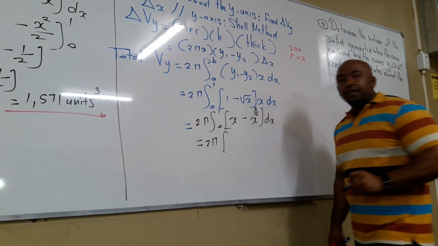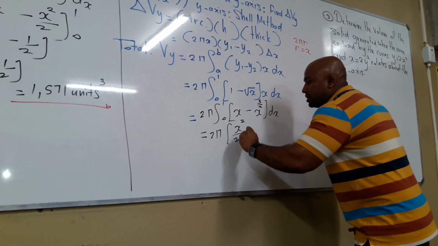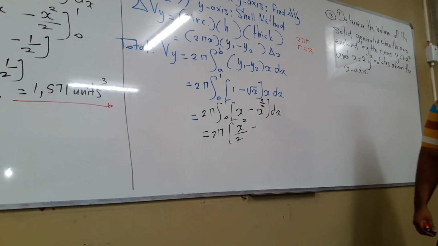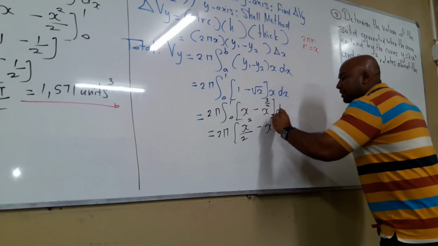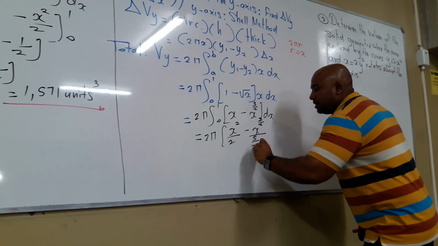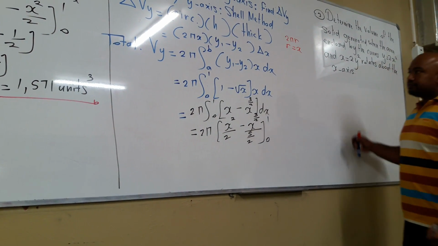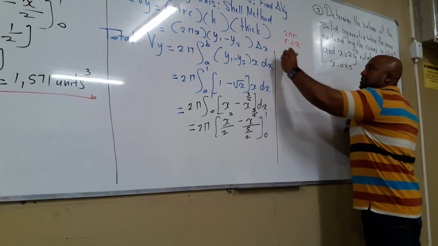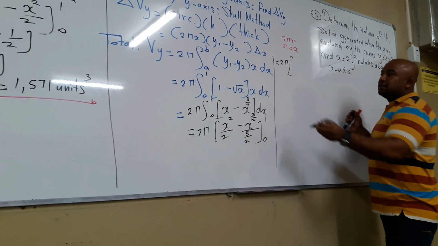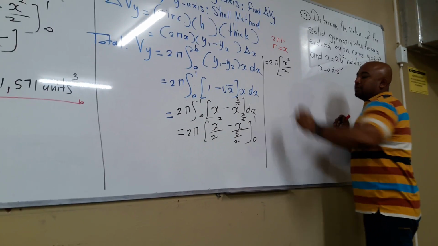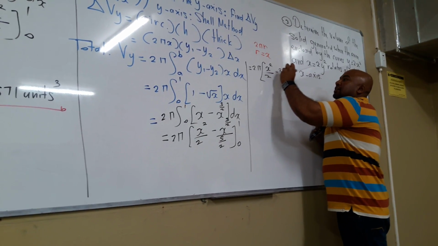Now we can integrate. So we integrate x, that will be x squared over 2. Integrate x to the power 3 over 2. 3 over 2 plus 1 will be 5 over 2, all divided by 5 over 2. Here's your 1 and 0. So now let's see what we get. That's going to be 2 pi. Let me simplify first. That is x squared over 2. If I am dividing by 5 over 2, it's the same as multiplying by 2 over 5.